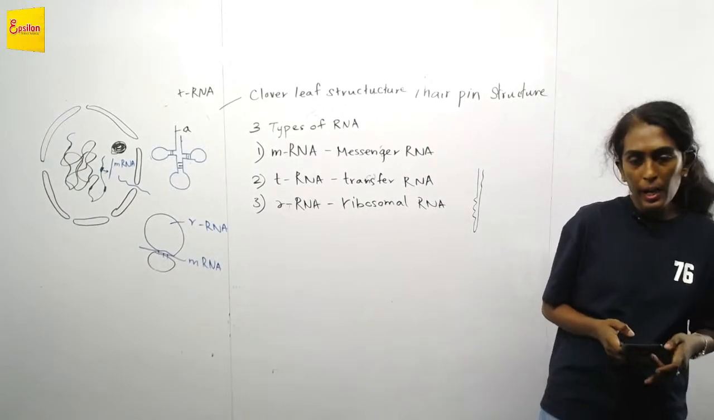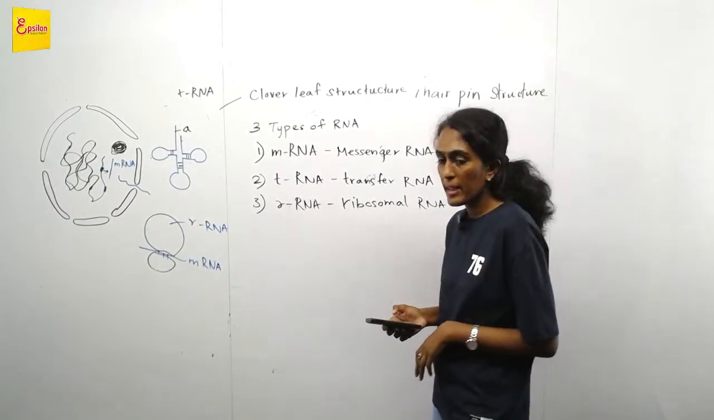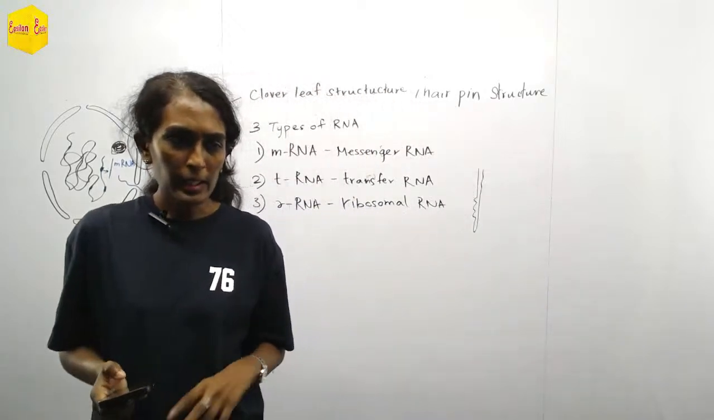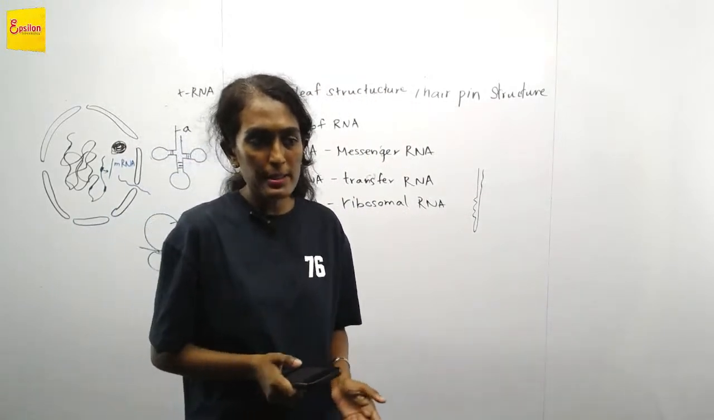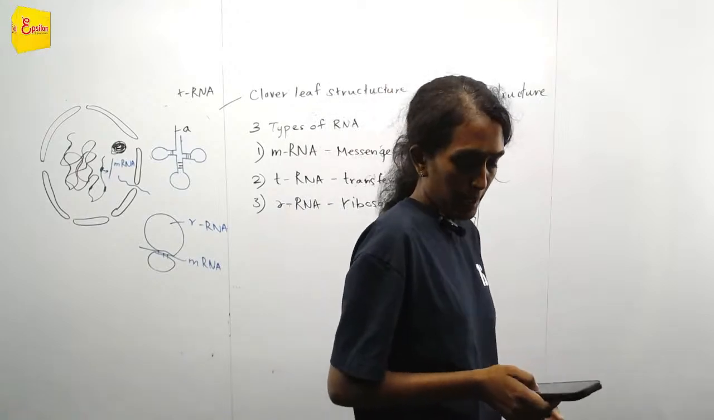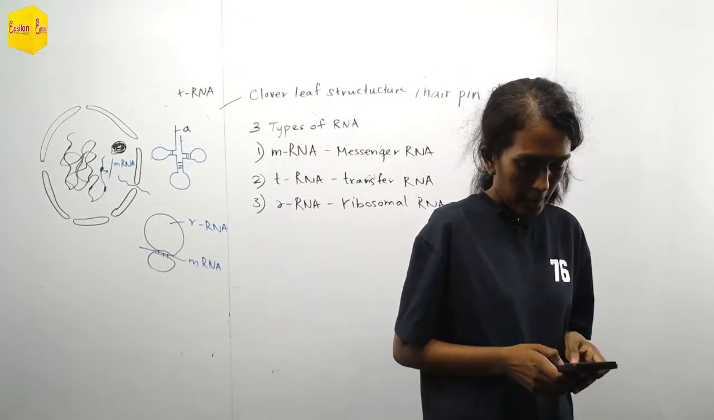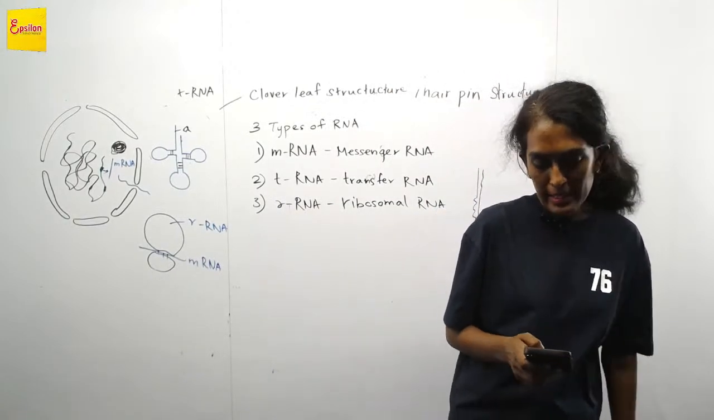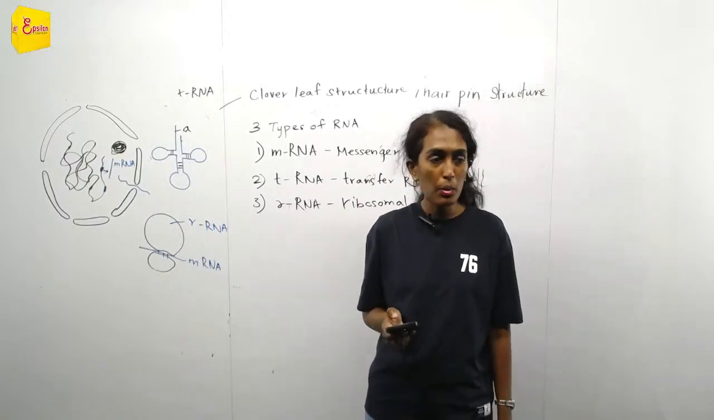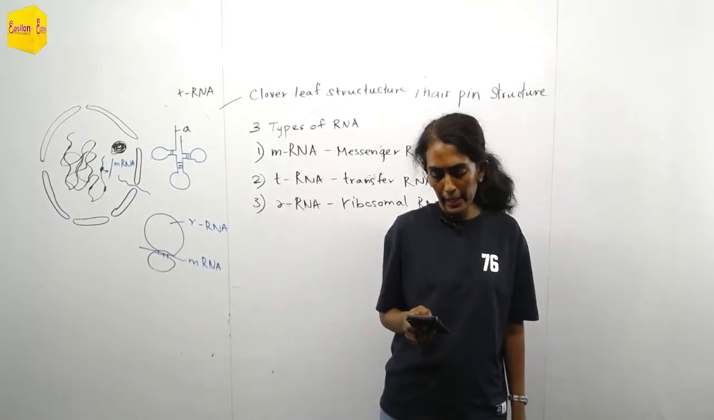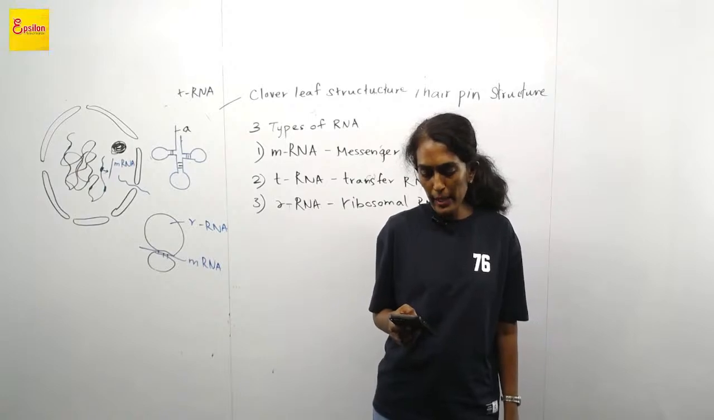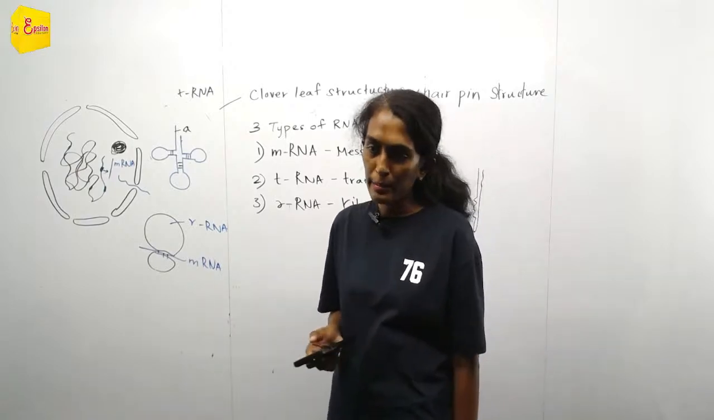Right, let's go to the rRNA. rRNAs have an irregular shape. The other two are linear, but this one has an irregular shape. So rRNA has a complex irregular structure. It is the most abundant type of RNA. It provides a site where the polypeptide chain is assembled.